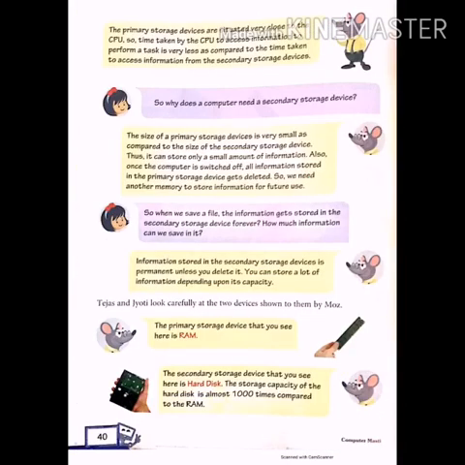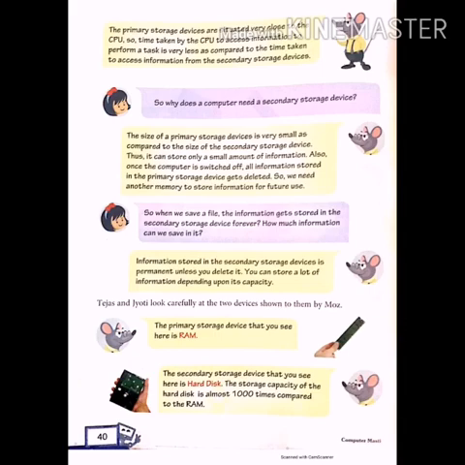Now the question arises: why do we save our file in the secondary storage device, why not in the primary? The primary storage device is situated very close to the CPU. So the time taken by the CPU to access information to perform a task is very less as compared to the time taken to access information from the secondary storage device.